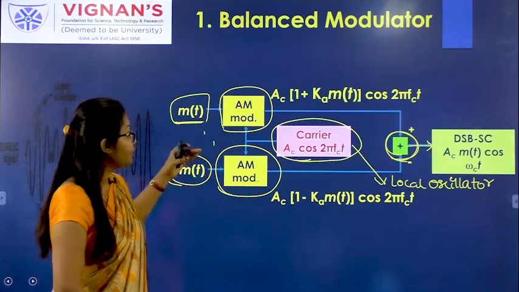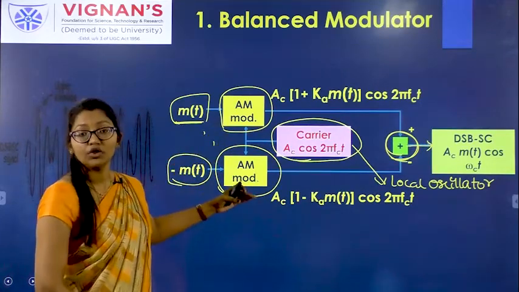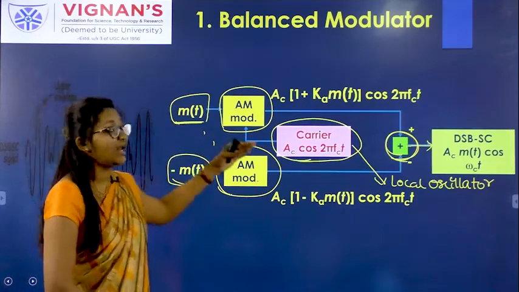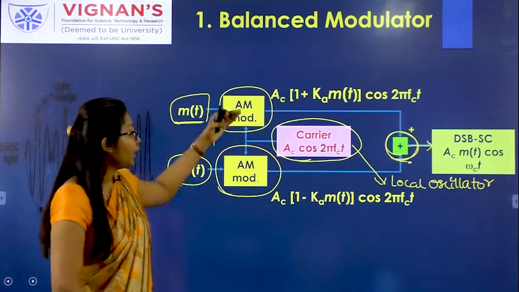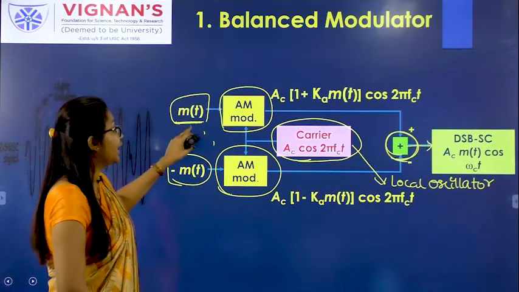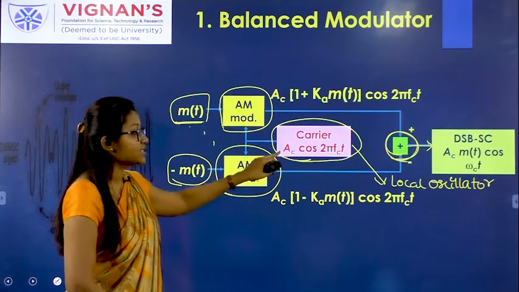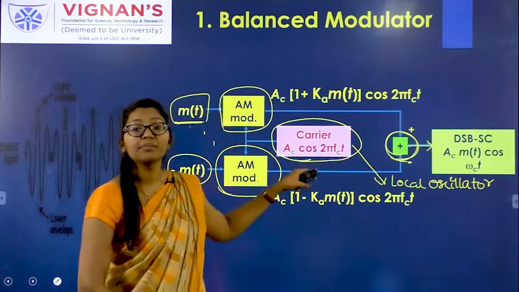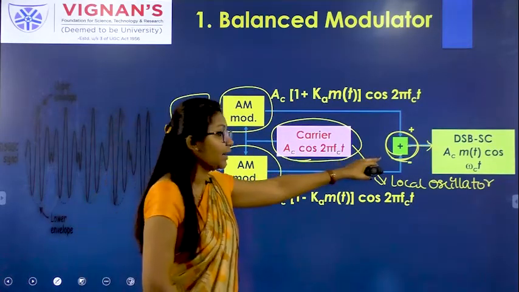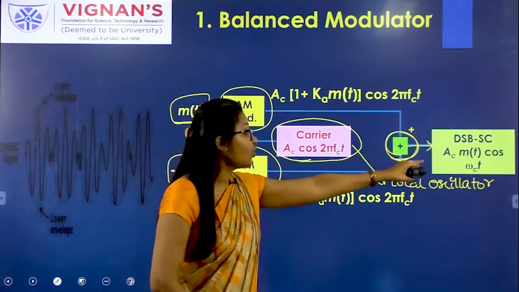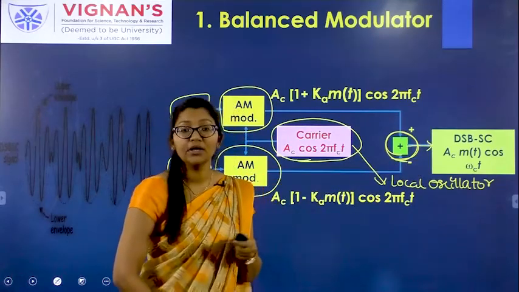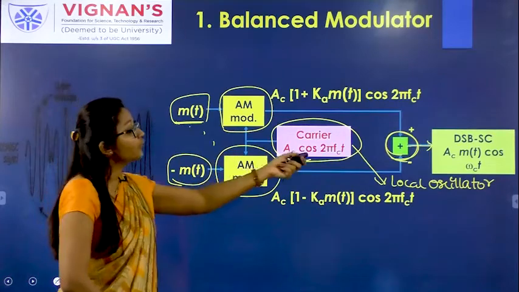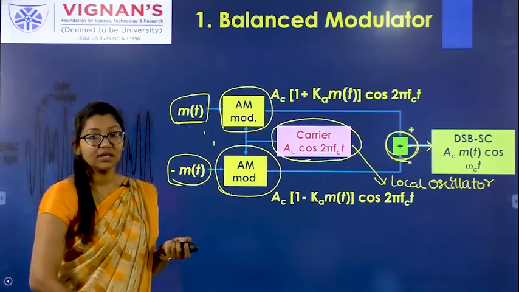So what we require here: two AM modulators which take the message signal and carrier signal, and finally both AM modulator outputs are summed up. So the final DSB-SC will be obtained. Now we will see the mathematical expression of how we are generating a DSB-SC signal.